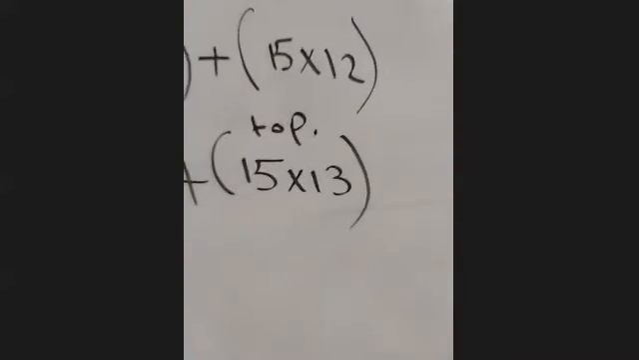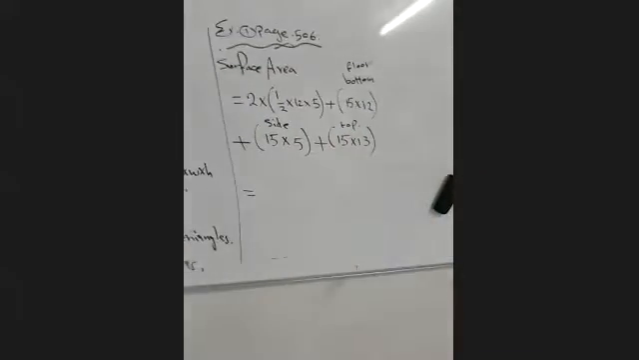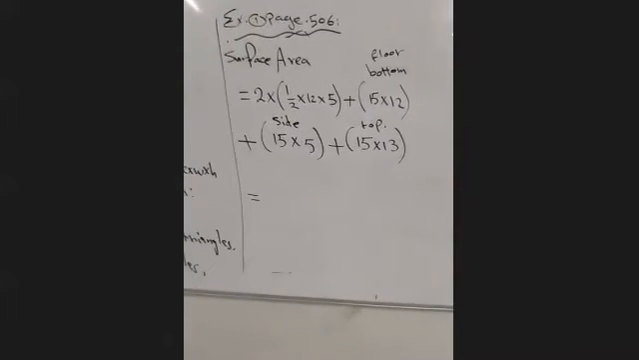Now, what we need to do is calculate. I'll use my calculator to calculate this numerical expression. So here I have 2 multiply half, multiply 12, multiply 5, plus 15 multiply 12, plus 15 multiply 5, plus 15 multiply 13, which is 1,842.